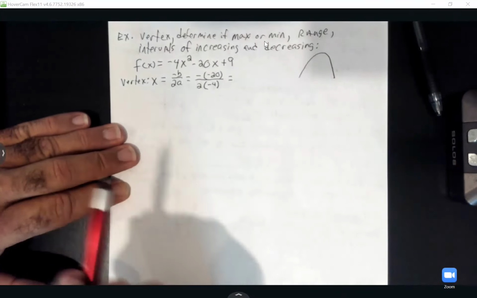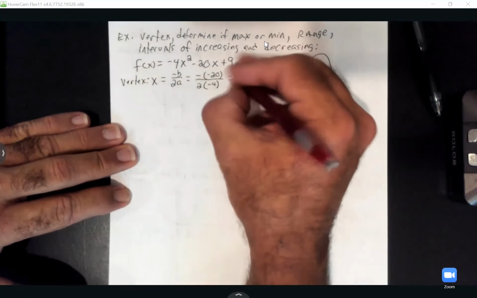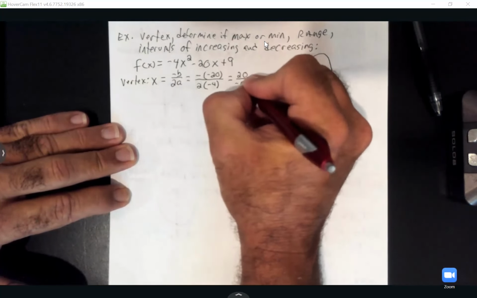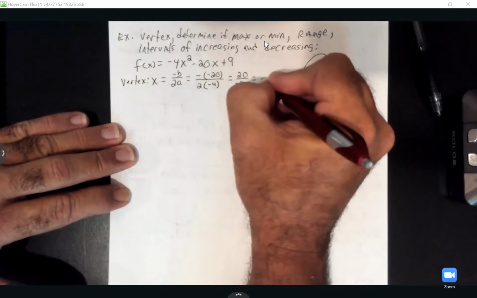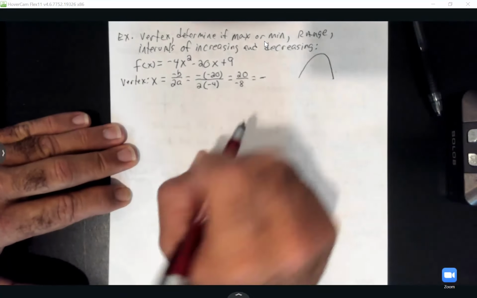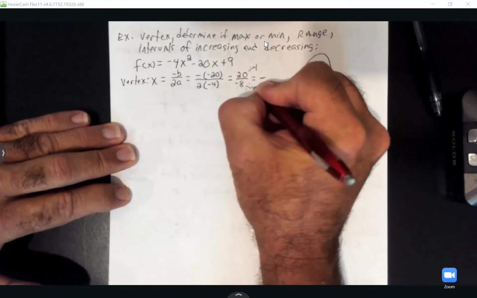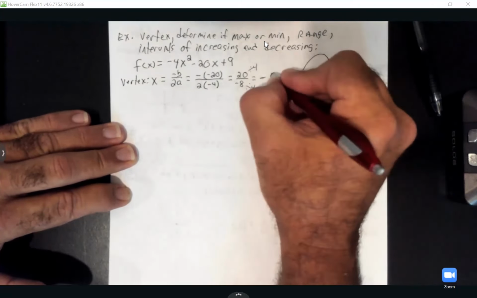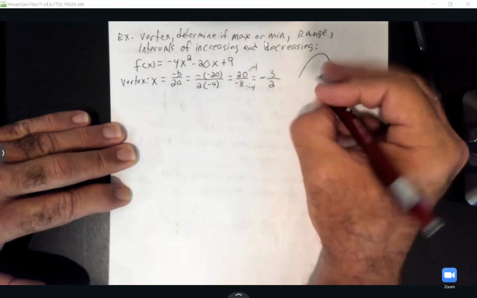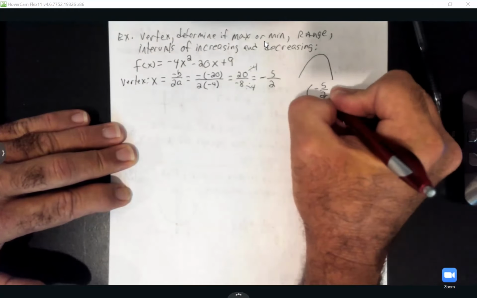Oh, looks like we're going to have a lucky fraction again, don't we? And that's going to give me a positive 20 over a negative 8. Ooh, that's going to reduce to a negative. And actually, I can take 4s out of both of these, so I'm going to divide both by 4. So I get a negative 5 over 2. So the x value is going to be negative 5/2.